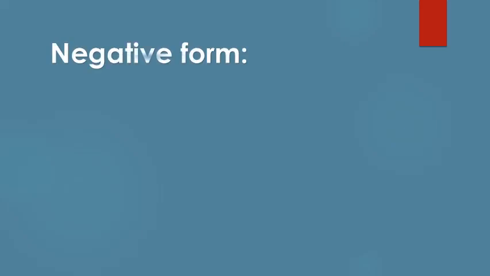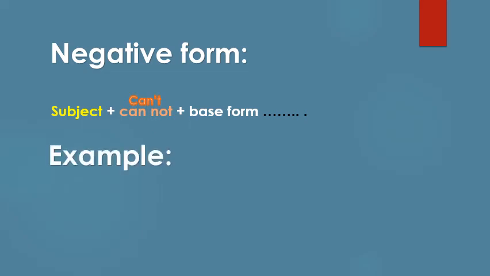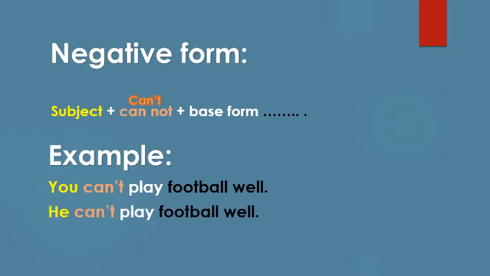Now let's move to the negative form, حالة النفي. So here just we add not, subject plus can plus not. And we can contract it to can't plus base form, الفعل المجرد. Here we have an example. You can't play football well. Or he can't play football well. So when I am talking about the ability, I use can. But in the negative form, just we add not. So you can't or he can't plus base form التصريف الأول.